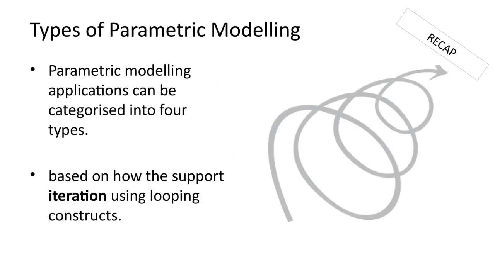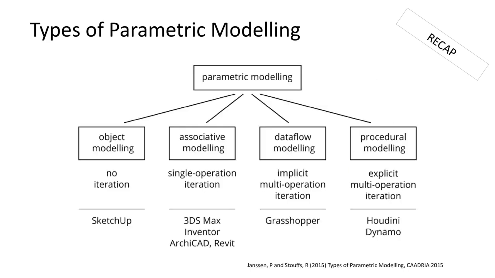Previously, we discussed how parametric modeling applications can be categorized based on how they support iteration. The four broad categories are object modeling, associative modeling, dataflow modeling, and procedural modeling. Object modeling does not support any iteration. Associative modeling supports iteration, but with loops that contain a single operation only. Dataflow modeling and procedural modeling support multi-operation iteration.